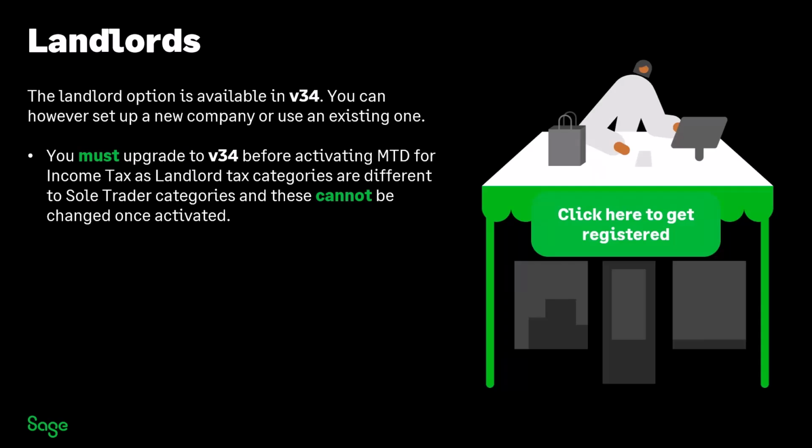Okay, so I'm going to very briefly touch upon this, just so you can get registered if you are a landlord as well. The landlord option is available in version 34. That's available now. You can set up a new company if you've got the license to do so. You must upgrade to version 34 before activating MTD for income tax as a landlord, as the tax categories are different to sole trader tax categories, and these cannot be changed once it's been activated.